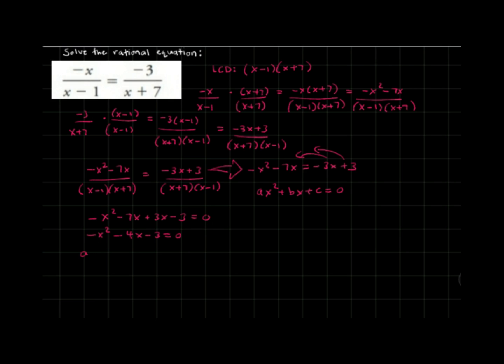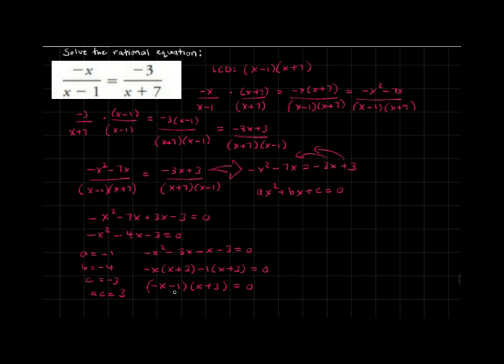And you want two numbers. So a here is negative 1, b here is negative 4, c here is negative 3. You want two numbers that multiply to ac, which is 3, that add up to negative 4. A quick way to do that is you could do negative x squared minus 3x minus x minus 3 is equal to 0. Negative x times x plus 3 minus 1 times x plus 3 is equal to 0. And then you get negative x minus 1 times x plus 3 is equal to 0.